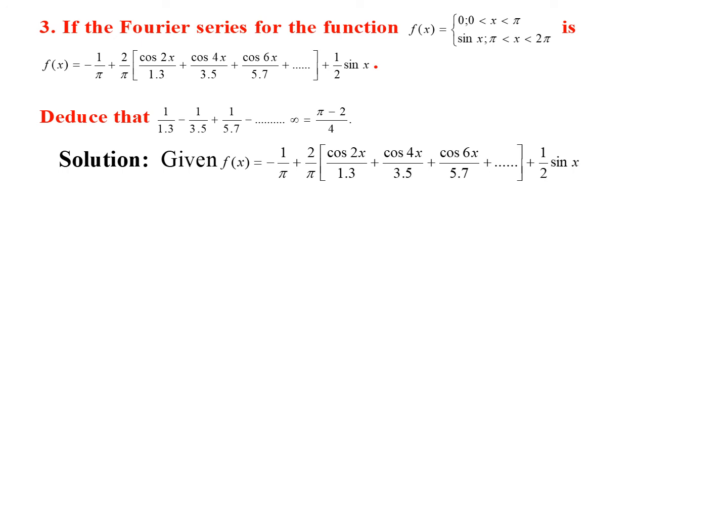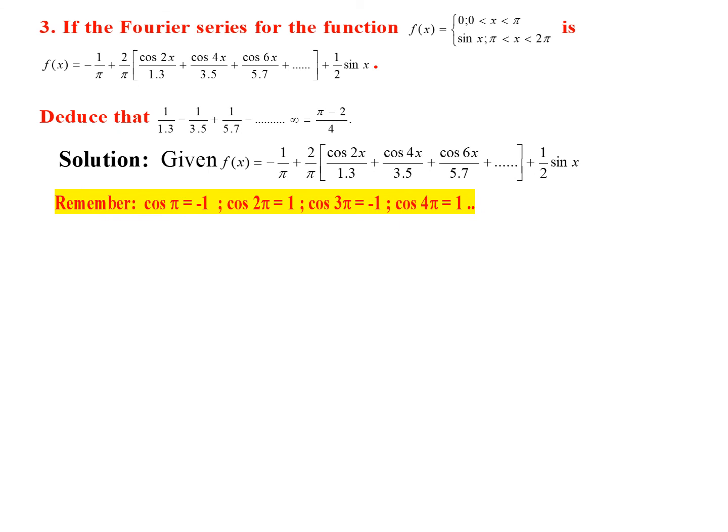Now look at the infinite series given in the question. 1 by 1 into 3 minus 1 by 3 into 5 plus 1 by 5 into 7, etc. And here in the Fourier series we have the terms on the numerator, cos 2x, cos 4x, cos 6x, everything with plus. But when you look at the series, we have plus 1, minus 1, plus 1, etc. So what comes to your mind, we need plus minus from the cosine formula. So the basic formula which we have to use is this. Remember, cos π value, cos 2π value, cos 3π value will give you minus 1, plus 1, minus 1 like this in an oscillating fashion.